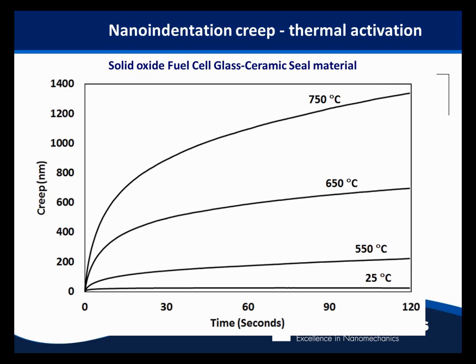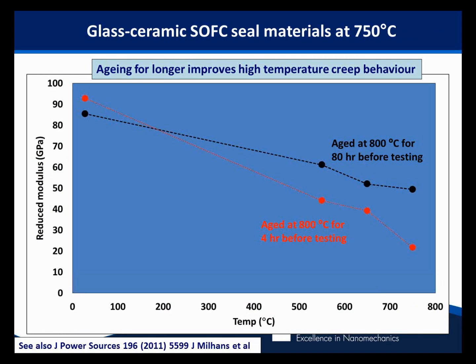And if we look at comparing materials now, this was part of a study by Georgia Tech, and they were interested in looking at the high temperature creep behavior and also the high temperature stiffness behavior of these glass ceramic seal materials after a prior aging at 800 degrees before the testing was commenced. So this shows the results of high temperature nanomechanical tests done with the NanoTest after aging samples for 4 hours or 80 hours. And again, we can see at room temperature these samples are rather similar, but as the temperature increases, you can clearly see some benefit for aging for a longer period.